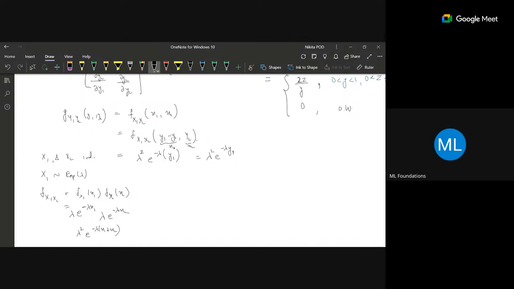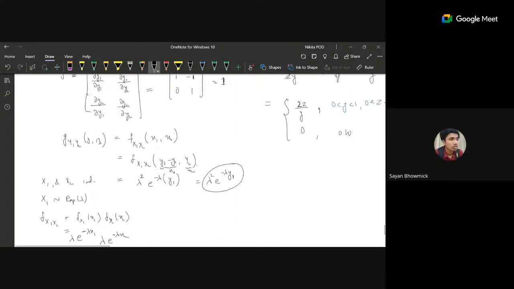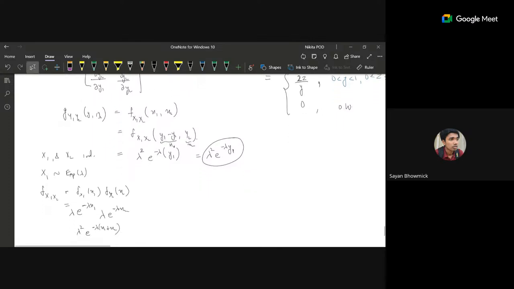All of you got this answer? Yes, ma'am. I got it. Actually, I put the wrong PDF. I forgot the PDF, so I removed the lambda. In the CDF, you have 1 minus e to the power minus lambda x. I had that in mind, so I removed the lambda, so I didn't get the lambda square.